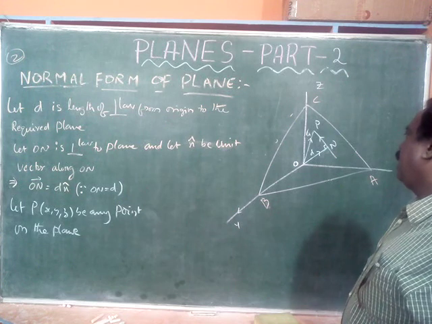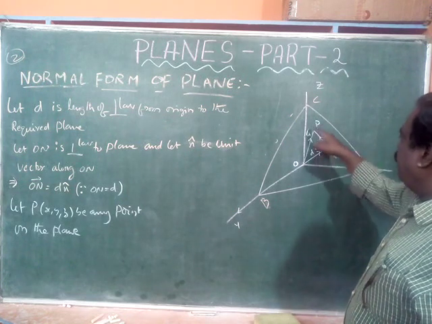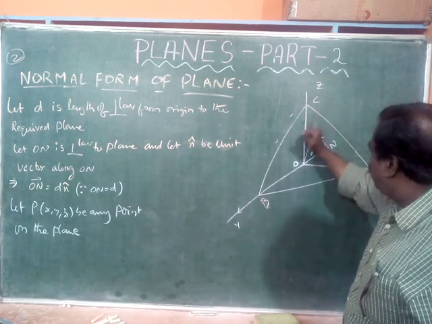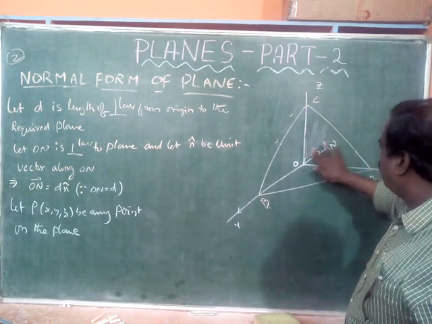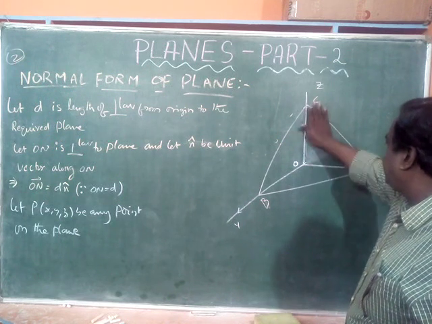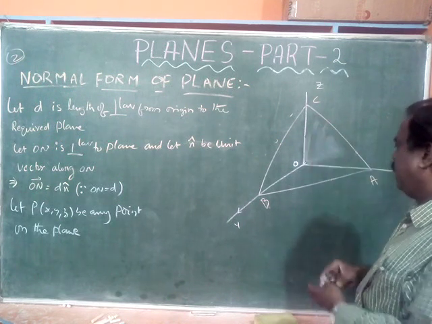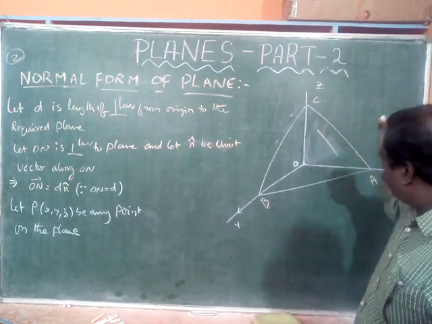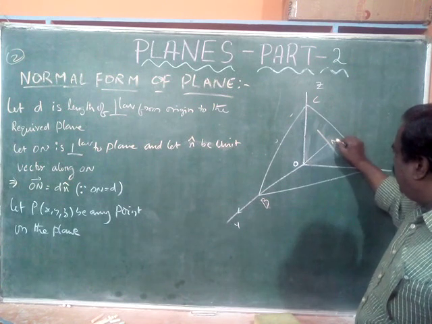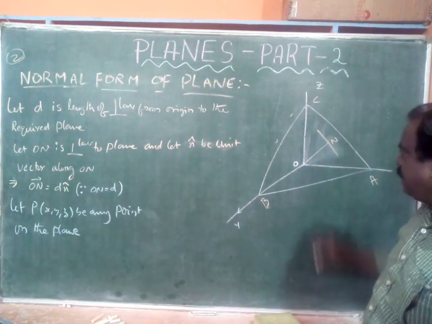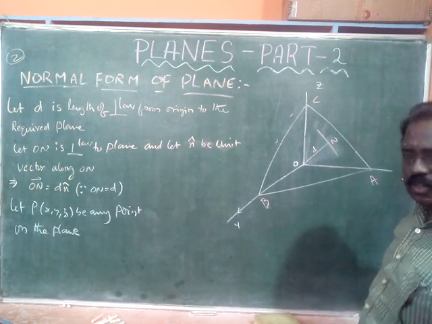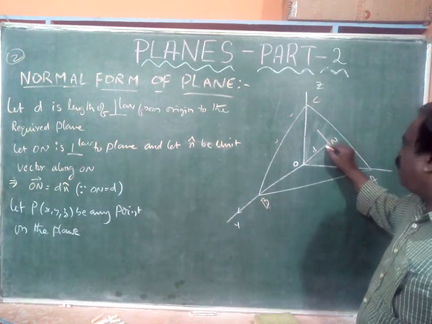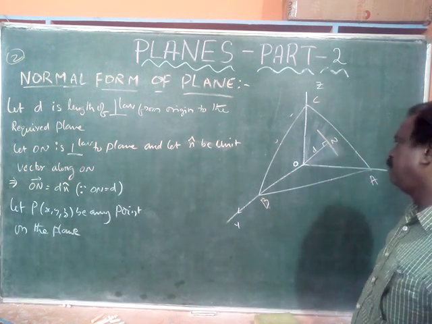Now, here we take a point P also. But actually this is not there yet. First you assume we are given a plane that touches the axes at A, B and C. Suppose ON is a normal, the length of the perpendicular is d units. O is the origin, N is the foot of the perpendicular. Here it is 90 degrees.